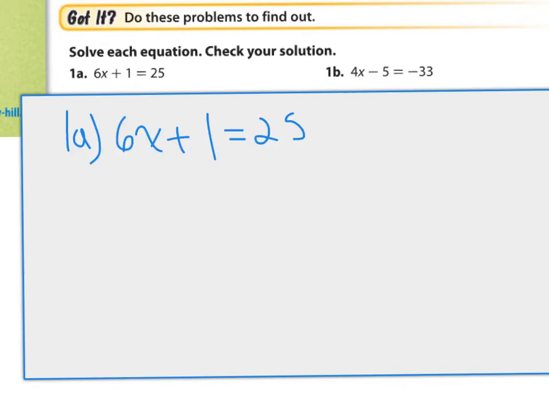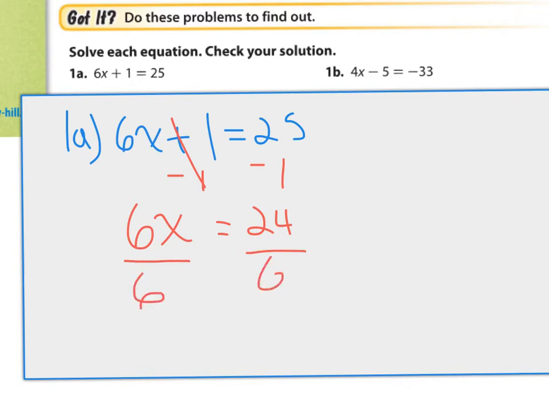1a, we have 6x plus 1 equals 25. Let's get rid of the 1 first, so minus 1 on both sides. On one side we get 6x, because these 1s cancel each other out, and on the other side 25 minus 1 is 24. Now we will use the division property of equality. Divide by 6, divide by 6, x is 4.